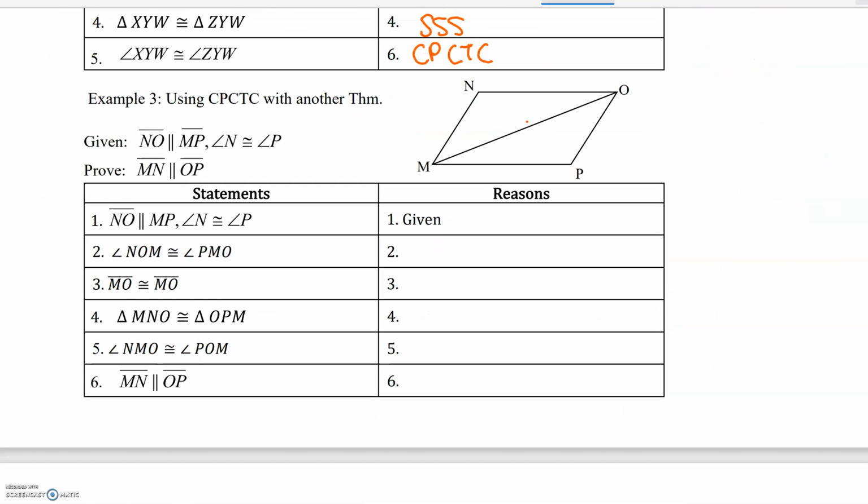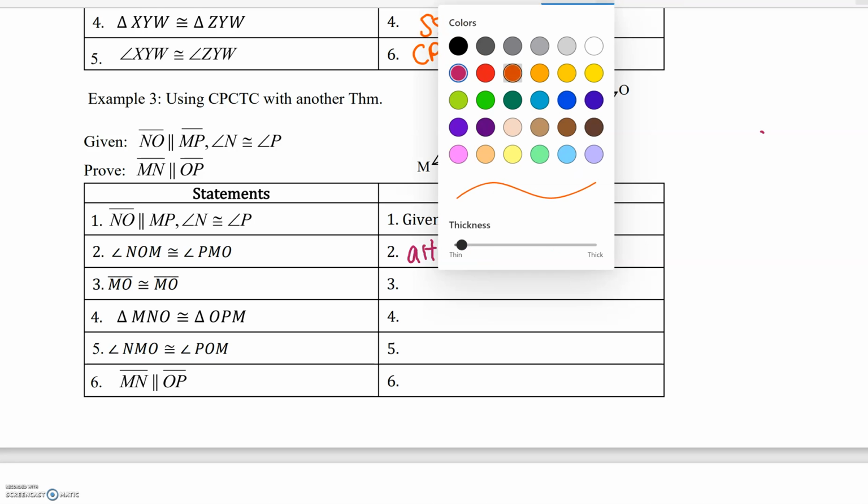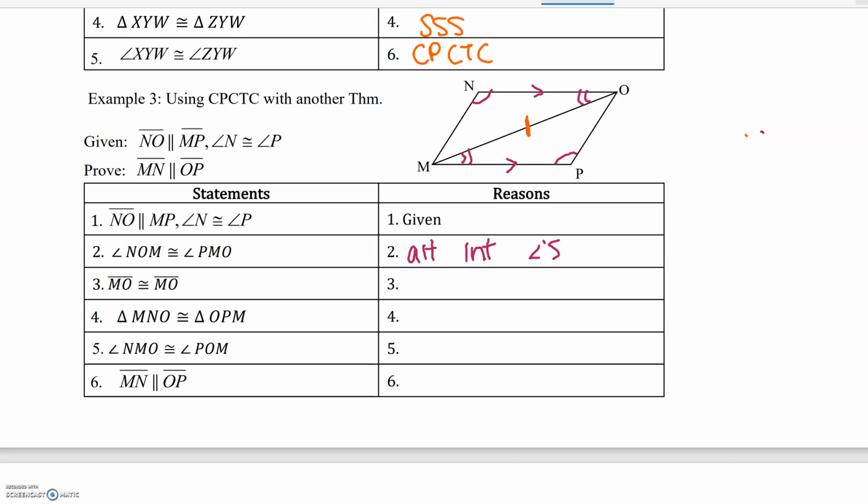All right, so try this last one if you would like on your own, or you can go ahead and follow along. So let's again mark our picture with what's given. NO parallel to MP, N congruent to P, and then we have NOM congruent to PMO, and then we have MO. So why are these congruent? Well, if these are parallel, then these would be on alternate sides in between, so alternate interior angles. And then we know that MO is congruent to MO because they are reflexive, it's itself.